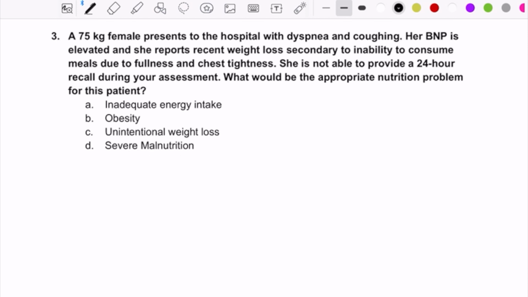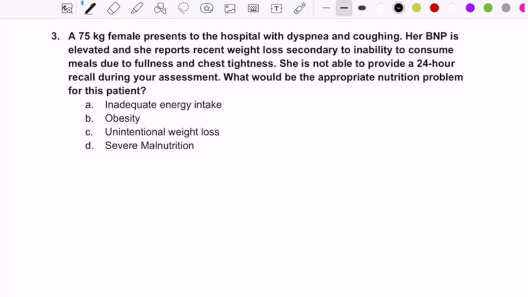Number 3. A 75-kilogram female presents to the hospital with dyspnea and coughing. Her BNP is elevated, and she reports recent weight loss secondary to inability to consume meals due to fullness and chest tightness. She's not able to provide a 24-hour recall. What would you suggest as the appropriate nutrition problem?